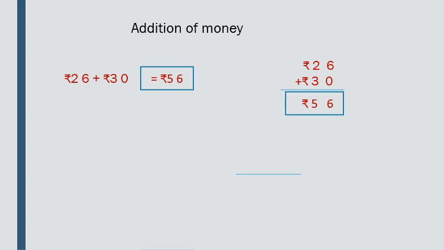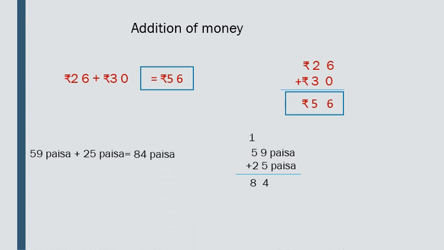Now look at another example. Suppose we have to add 59 paise and 25 paise. Again we have to write in column. 59 plus 25. Now we will add the ones column first. 9 plus 5 is equal to 14. Now we will add the tens column. 1 plus 5 plus 2 is equal to 8. So 59 paise plus 25 paise is equal to 84 paise.